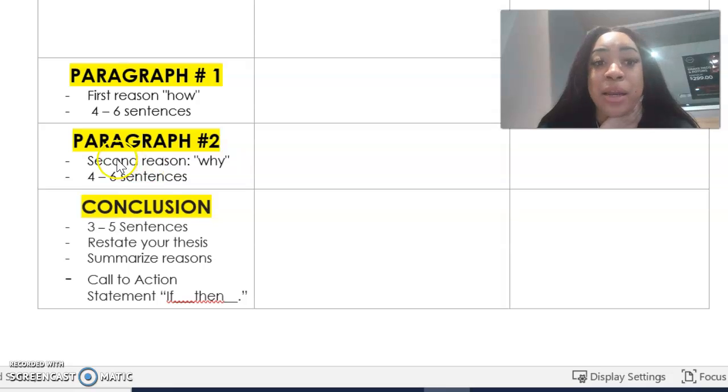Then my second body paragraph is going to be why the Holocaust happened. So pause the screen here, and you are going to write your first body paragraph. And then you should be receiving feedback by now. If not, move on to the second body paragraph and raise your hand so that Ms. Nelson can give you feedback on your essay so far.